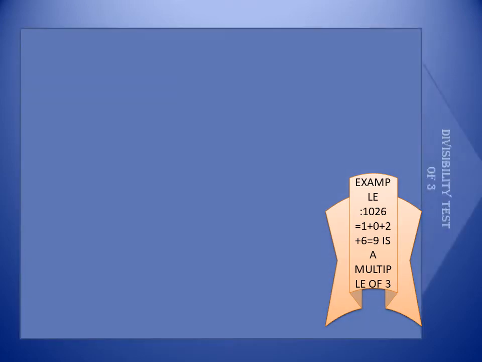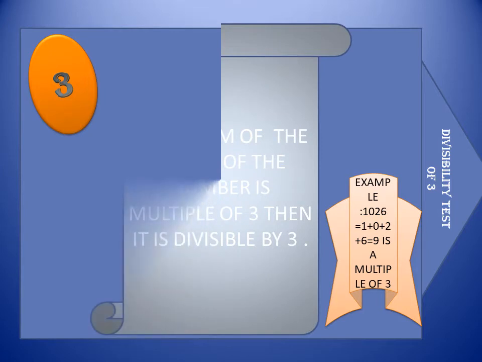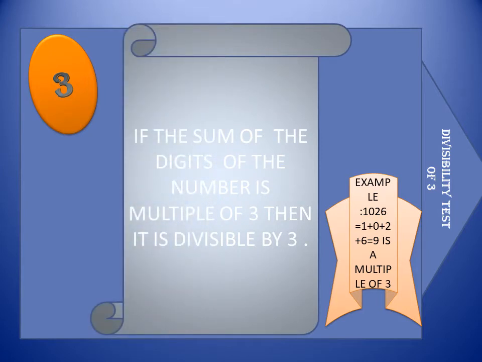Test by 3. Have a look at the number 1026. You add the digits of that number, that is 1 plus 0 plus 2 plus 6. It gets you 9, and it's a multiple of 3. Now, why did we do like that? Let's check the divisibility test of 3. It states like this: if the sum of the digits of the number is a multiple of 3, then it is divisible by 3.